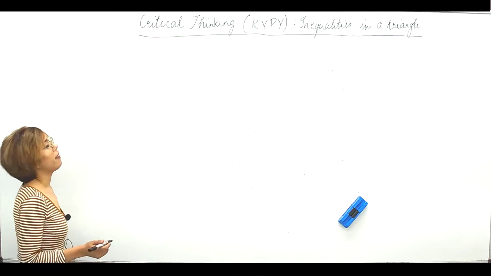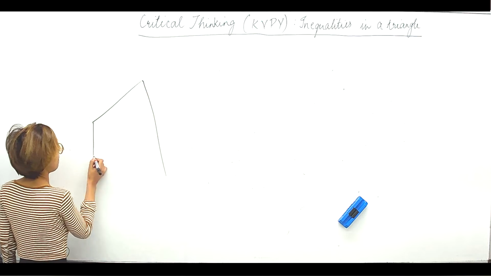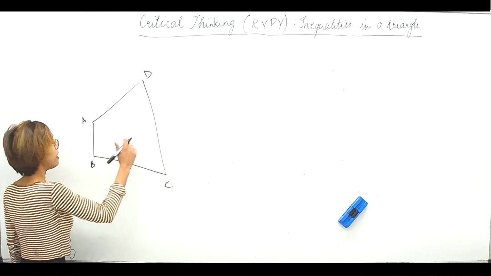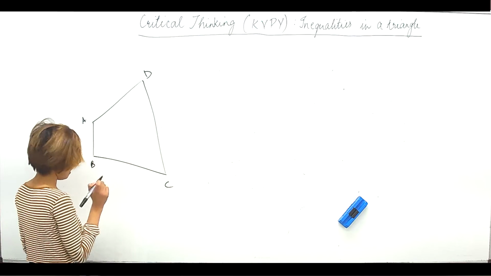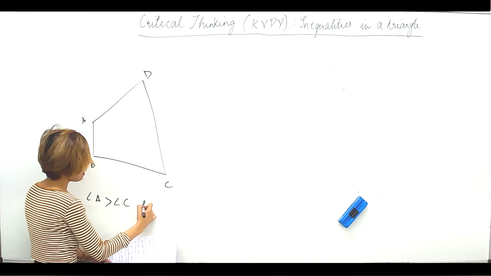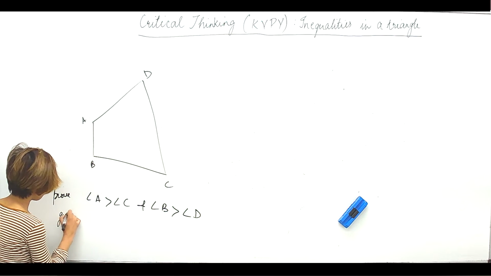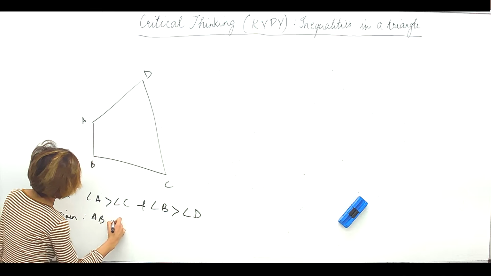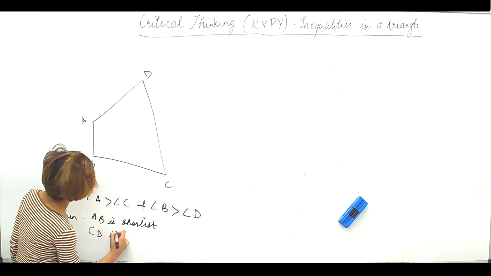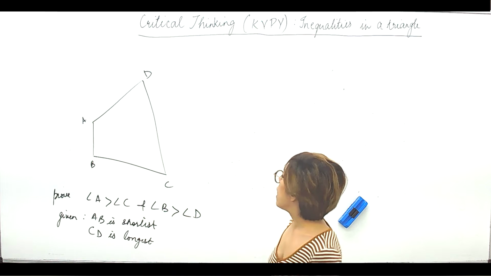Okay. What difficulty will I have? Okay, fine. A, B, C, D. That's my quadrilateral. Clearly, AB is smallest and CD is greatest. I need to prove that angle A is greater than angle C and angle B is greater than angle D. Proof. Given is AB is shortest and CD is greatest, or I should say longest actually. Short form, makes sense. And I need to prove this.